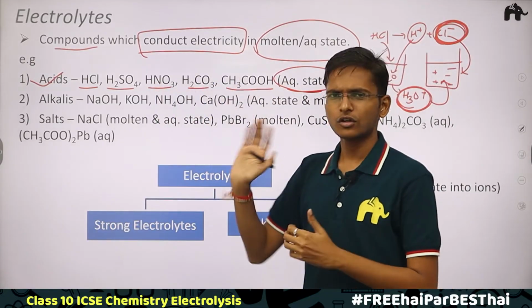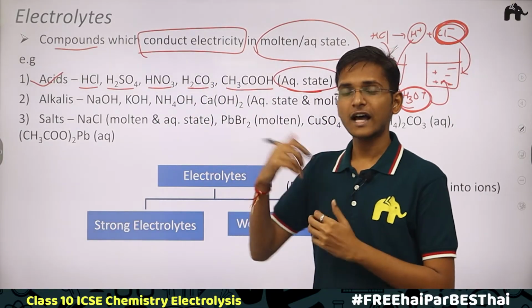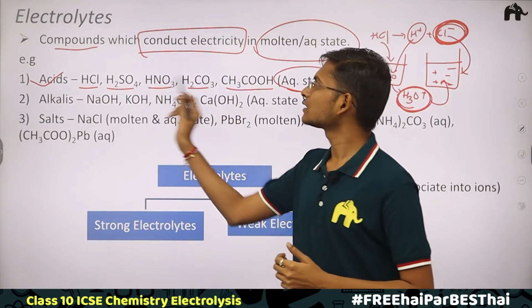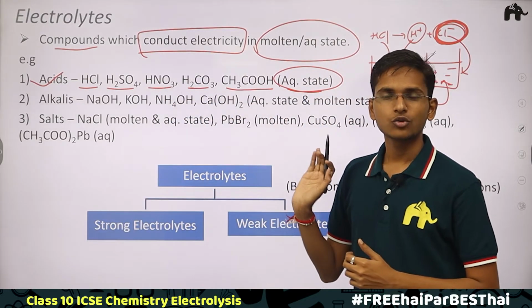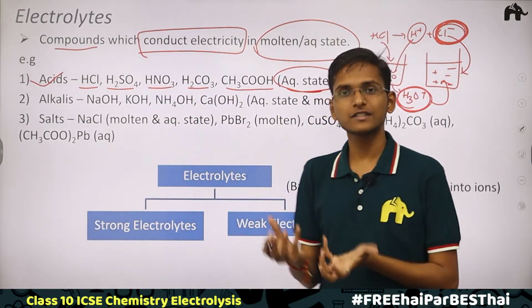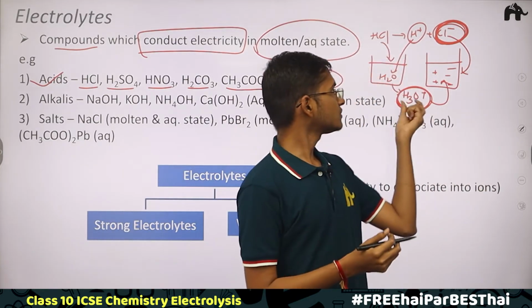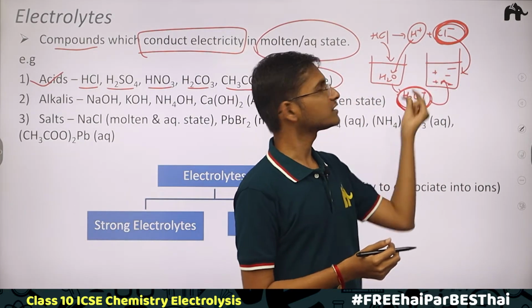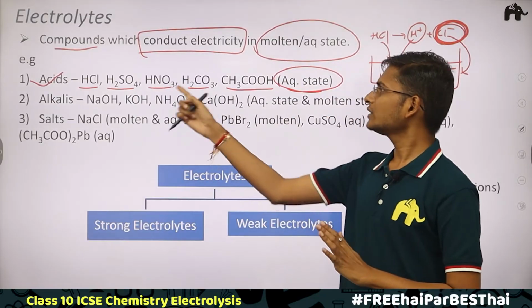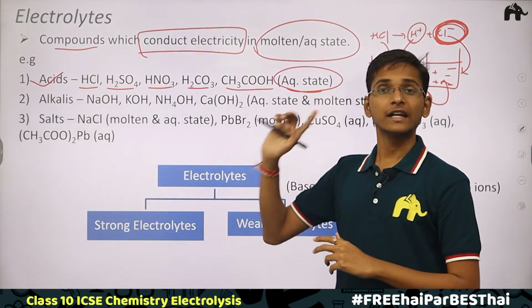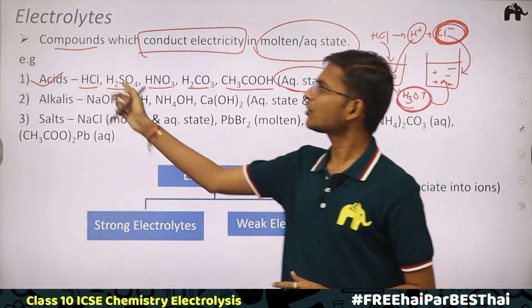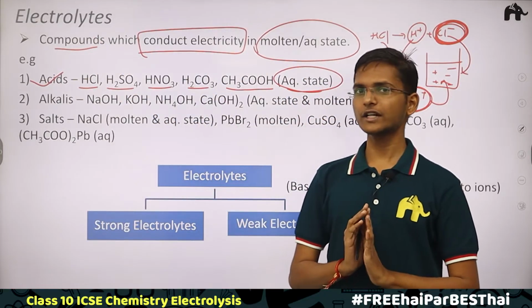We have already seen in the acids, bases and salts chapter the ionization of all these acids, how these acids get ionized and form ions in their aqueous solution. So all these acids also form ions in their aqueous solutions. Therefore, these also are examples of electrolytes.